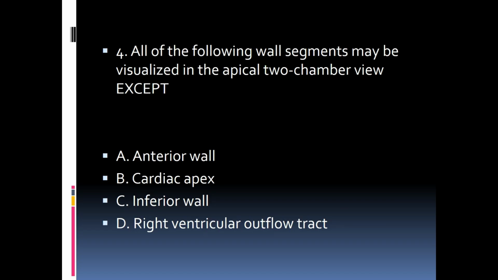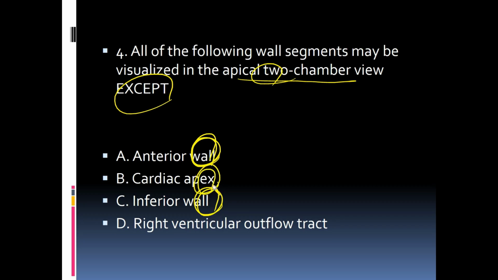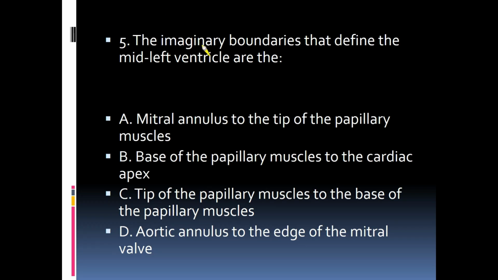This time, the question is asking which item cannot be evaluated in the apical two-chamber view. In the apical two-chamber view, you can observe the anterior wall and the inferior wall. You can also visualize the cardiac apex. Since the right ventricle outflow tract in option D is not related, D would be the correct answer. Let's move on and look at the next question.